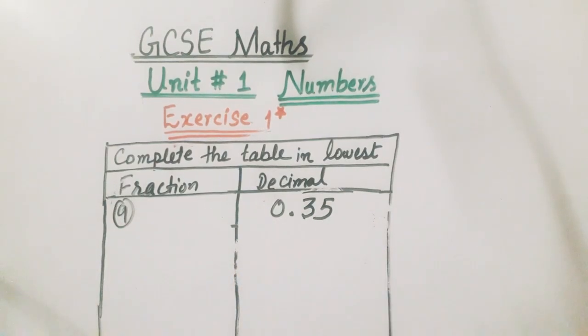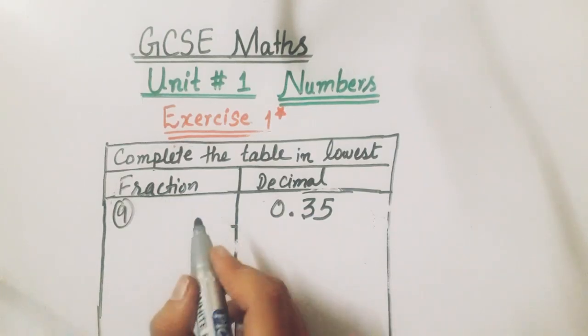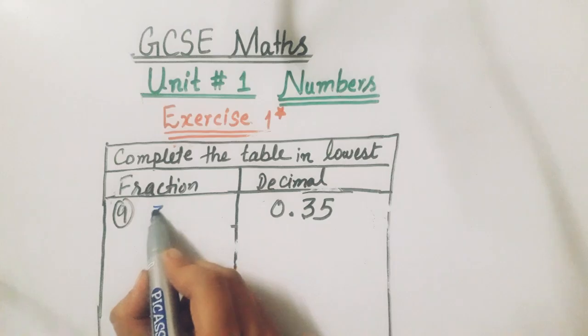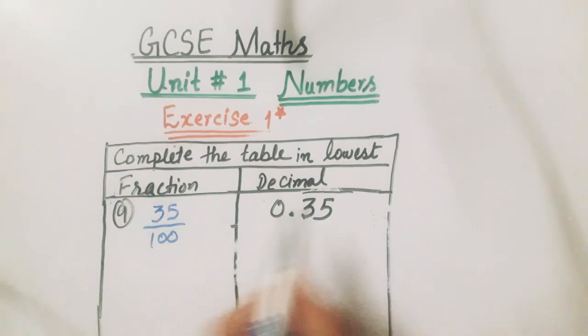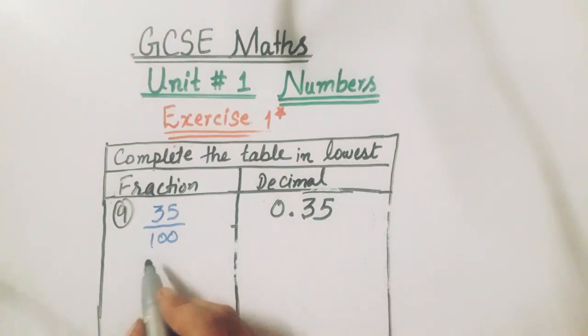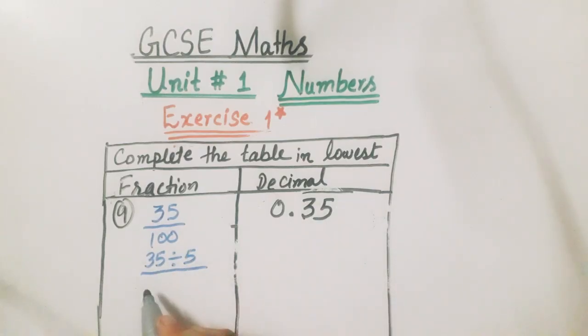Now we have 0.35 in decimal form and we have to convert this into a fraction. So 35 by 100. Now we have to convert this to the lowest form. So 35 is divided by 5 and 100 is also divided by 5. So we get 7 by 20. This will be the answer. Now we will solve question number 10.